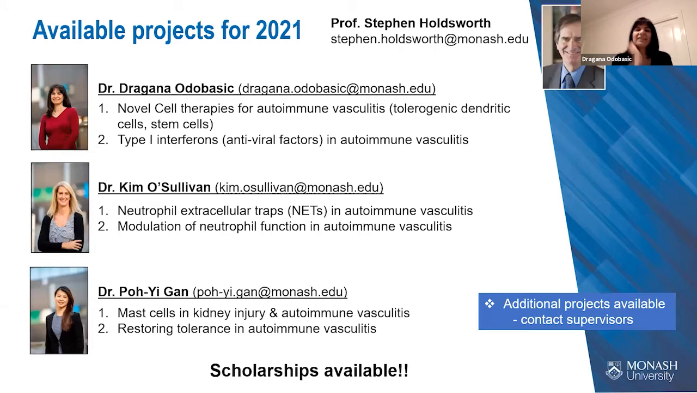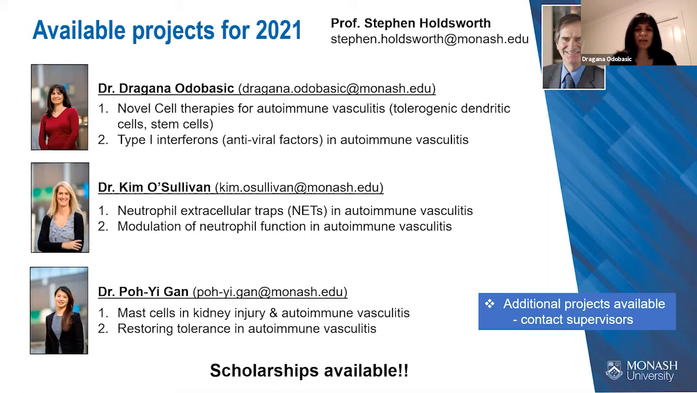Okay. And then the other group is led by Professor Stephen Holdsworth, and that's the group that I belong to. So there's three postdocs in that group. There's myself, there's Dr. Kim O'Sullivan, and there's also Dr. Fo Gan. And we do different projects looking at both innate and adaptive immunity. I've got some projects looking at novel cellular therapies for autoimmune vasculitis, looking at things like tolerogenic dendritic cells, stem cells, and various immature myeloid cells. Also looking at the novel role of antiviral factors, which are type 1 interferons, in our disease as well.